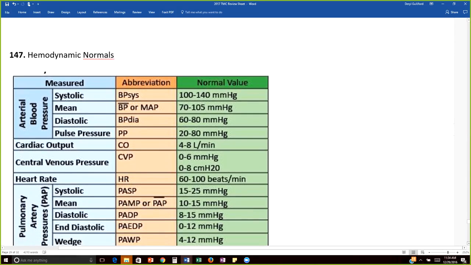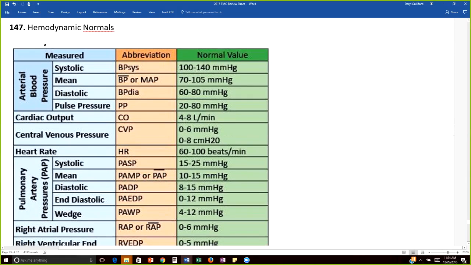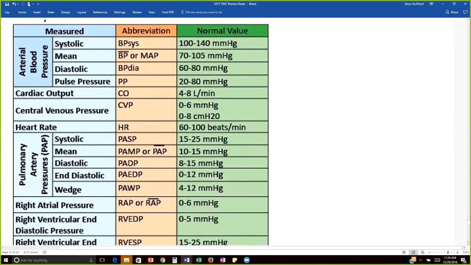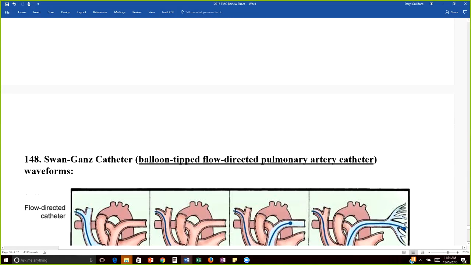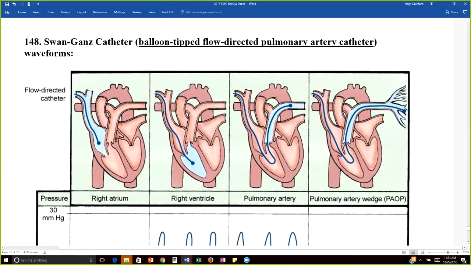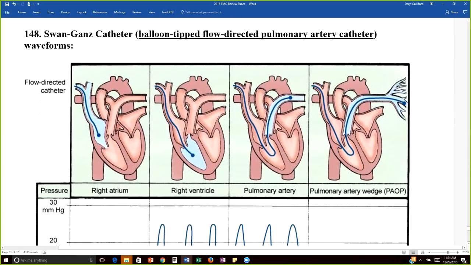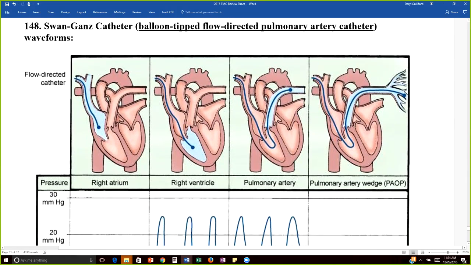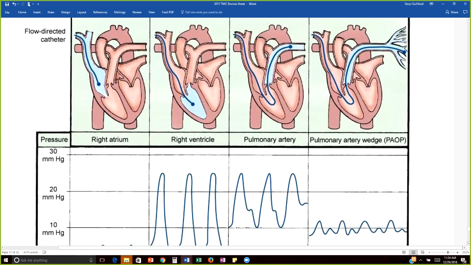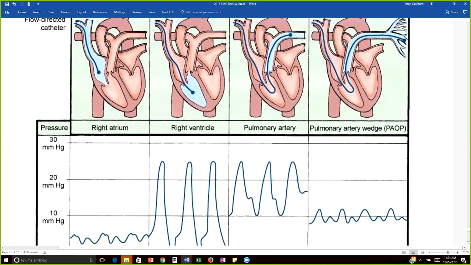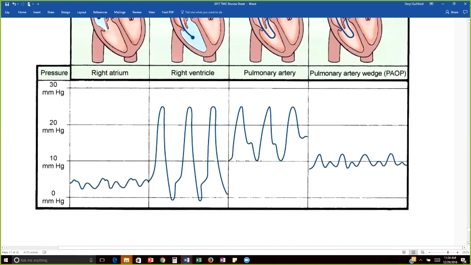Hemodynamics, folks, you're just going to have to know the hemodynamic levels, and they're all right here for you to review. Swan-Ganz catheter. This shows you the path of the Swan-Ganz catheter as it moves through the heart. You could have something about this or something about the various pressures in the various chambers. You can see the catheter moving through the right atrium into the right ventricle where the pressures increase, then the pulmonary artery, and then when the balloon is inflated in the wedge position. And there are the pressures.